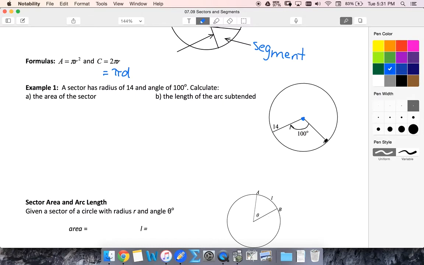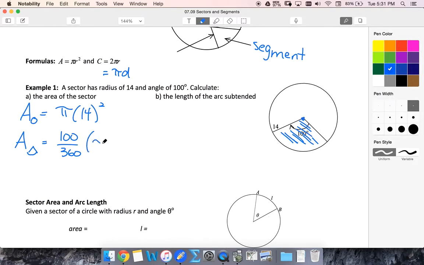So calculate the area of the sector. Well, we know the area of the full circle, so the area of the full circle would be pi times 14 squared. But I don't want the full area, I want just a fraction of the area. And the fraction of that area is, so area of my sector is 100/360ths of the full circle. So we've got 360 degrees in the full circle. I want just this proportion, so 100/360ths of pi r squared. And I could simplify this, but also want to leave it exact.